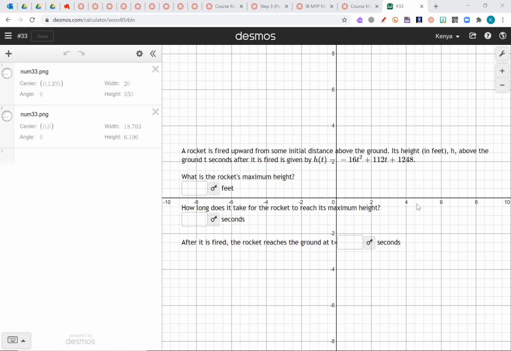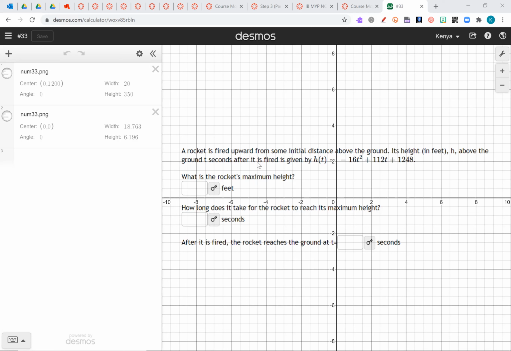Hi everybody, in this video we're going to learn about quadratic applications. Quadratic applications are problems or situations that can be modeled with a quadratic function, like the situation we're about to read about now. A rocket is fired upward from some initial distance above the ground. Its height in feet, h, above the ground t seconds after it is fired is given by the function h of t is equal to negative 16t squared plus 112t plus 1248.